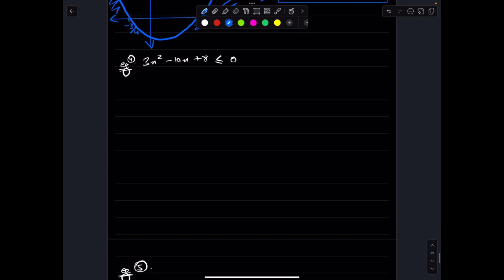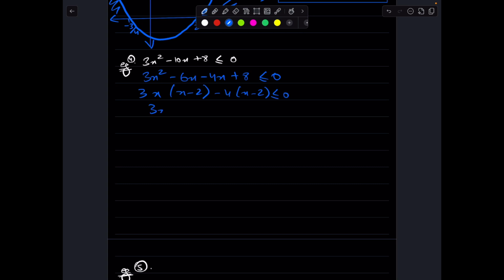Now our fourth example is our second last example. So we'll find the roots again, and we'll take 3x common, x minus 2, and minus 4 common 2, and x. The factors turn out to be 3x minus 4 and x minus 2, and the roots turn out to be 4 over 3 and x is equals to 2.